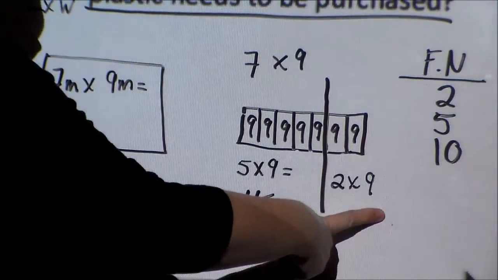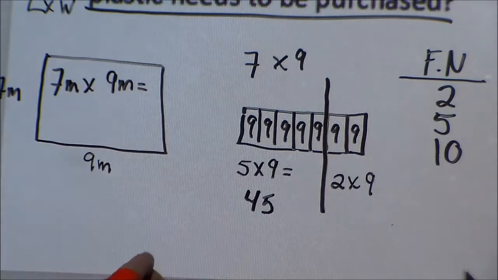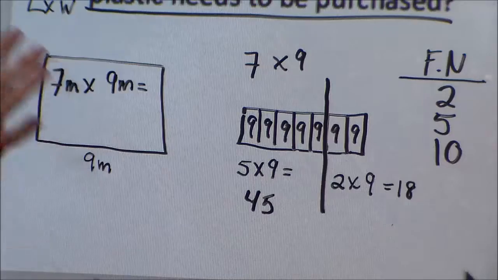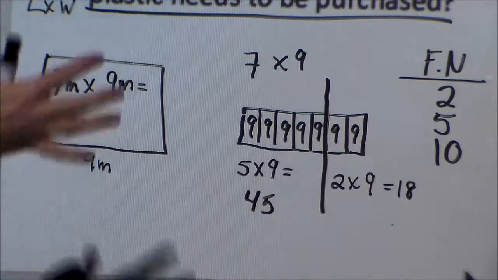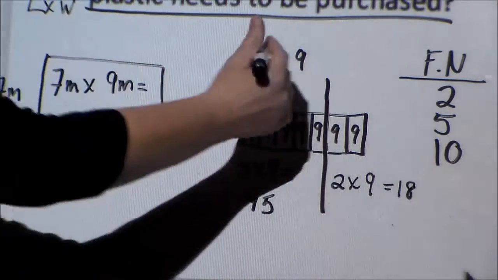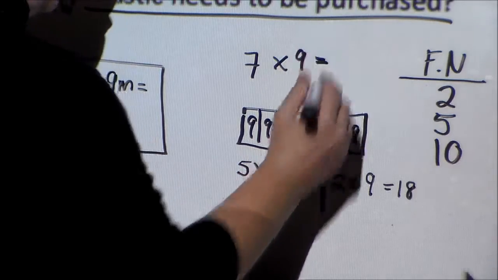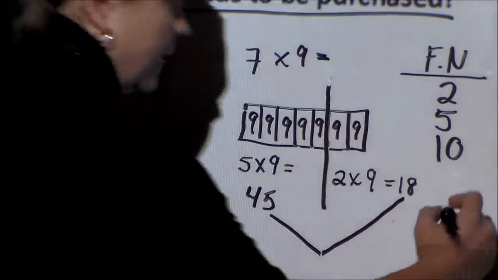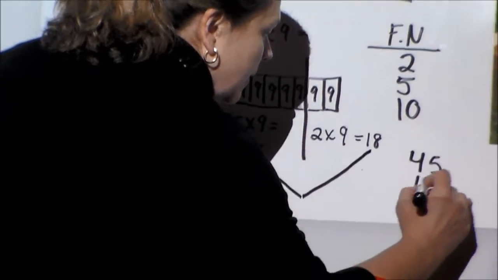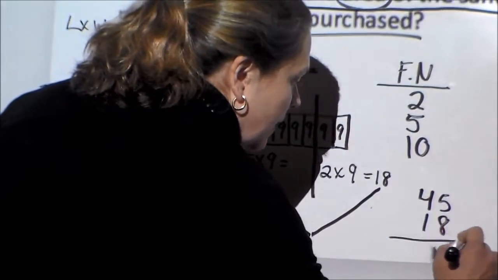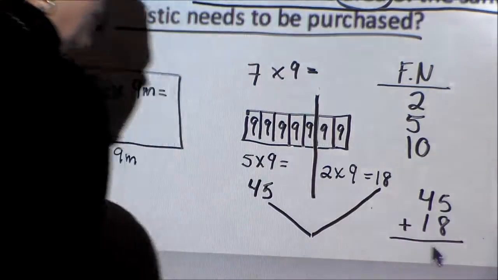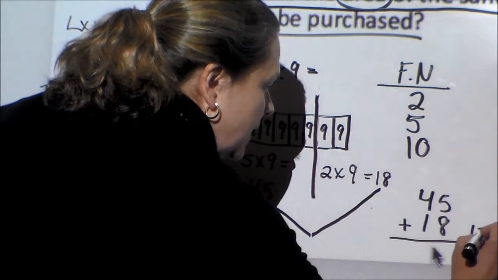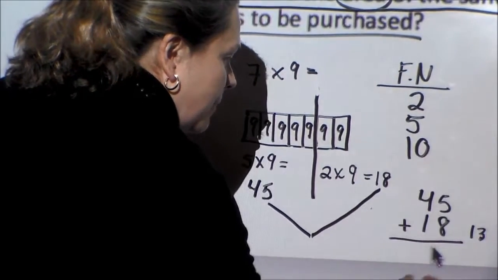And 2 times 9, I don't have to skip count by 2s because I know my doubles. 2 9s is 18. So this is called the break apart and put back together. So I've broken it apart, but to find the whole thing, I'm going to have to put it back together. So I'm going to add 45 and 18. And I have 8 plus 5. That's 13. I'll write it over there to remind myself.